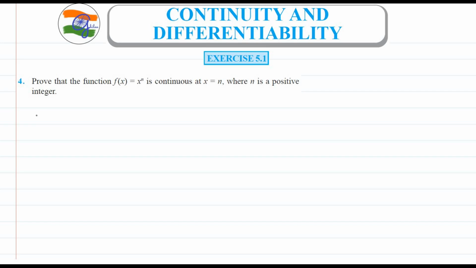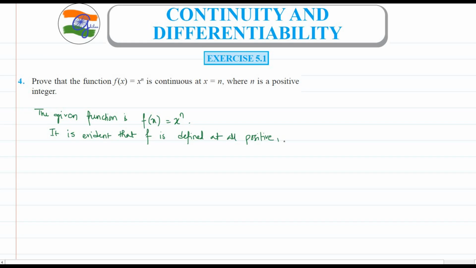So here, before starting, first let us write the function. You can say that it is very evident that f is defined at all positive integers, because at all positive integers n, the value of f(x) is n raised to the power n, isn't it? So that is what I'm going to write now. And its value at n is n to the power n, for obvious. So you can see there is no need of proof here why n to the power n should be defined.